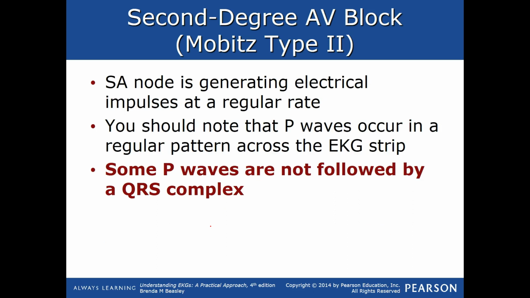So if we have that interruption of conduction and it's off and on, we might see things that are missing, right? The SA node is generating electrical impulses at a regular rate, and you should note that the P waves occur in a regular pattern across the EKG strip. The problem is, as we see here, some P waves are not followed by a QRS complex. So intermittently, they're all over the place, right?